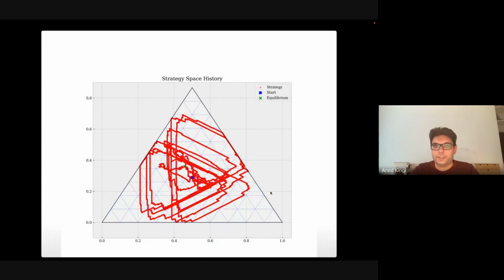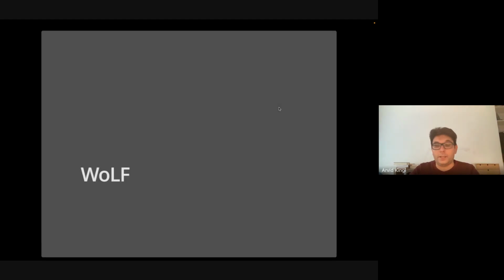This is how it looks in this ternary space. We see that it is rotating in weird circles around the equilibrium, and it gets sort of bounced back at the boundaries. Now we come to WoLF. WoLF is actually now the actual part of this particular paper, which they implemented.